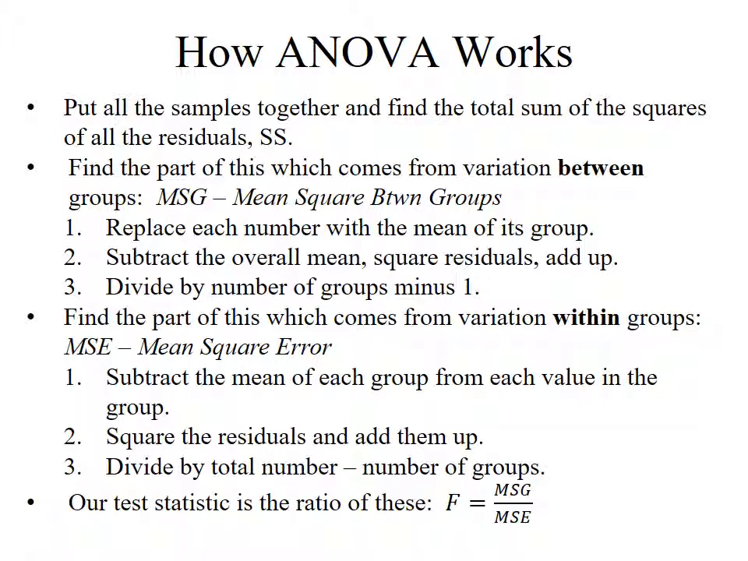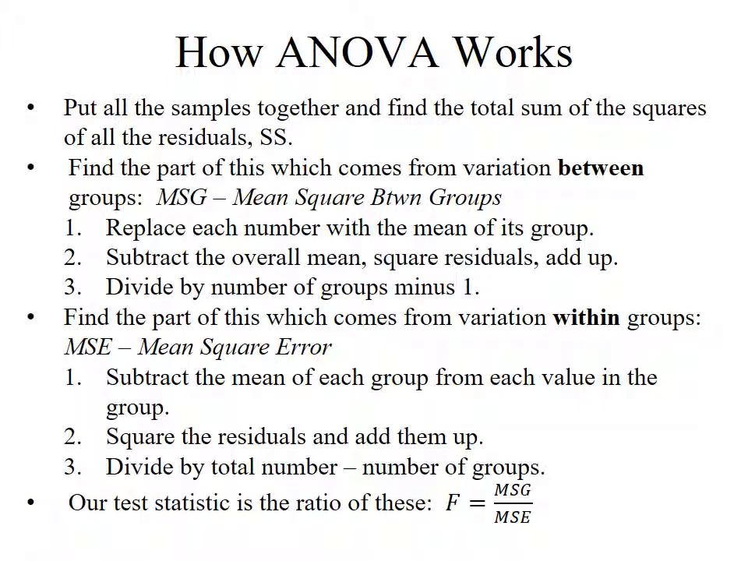Next, I would find the part of the sum of the squares of the residuals which comes from variation within the groups. So that's going to give me MSE, the mean square error. Now I'm going to take the mean of each group and subtract it from each value within that group. I would then square these residuals, add them up, and this time divide by the total number of all my data points, minus the number of groups.